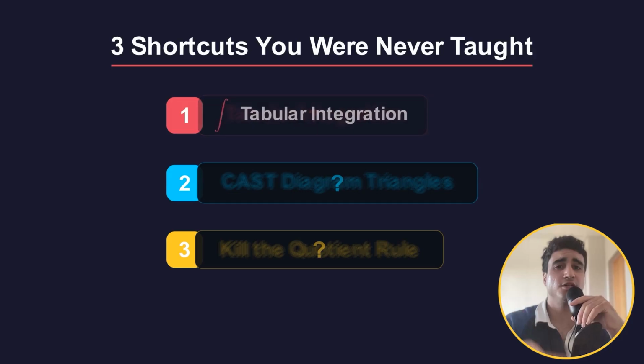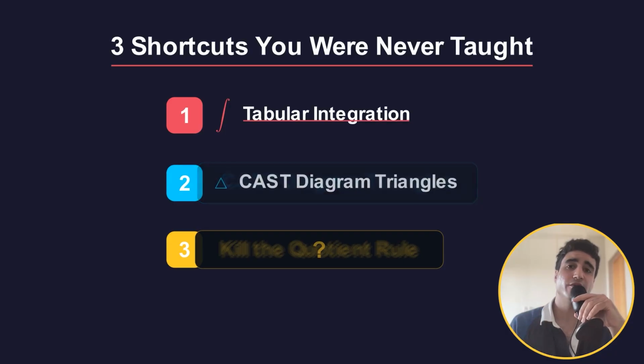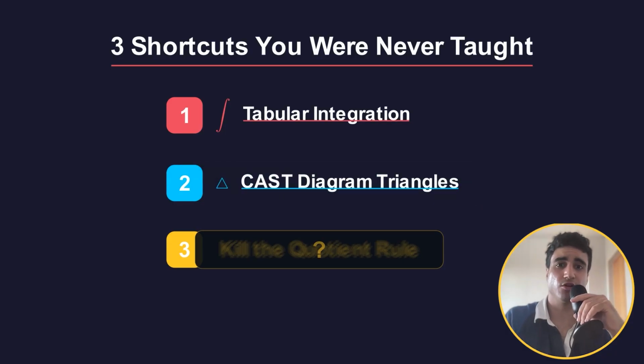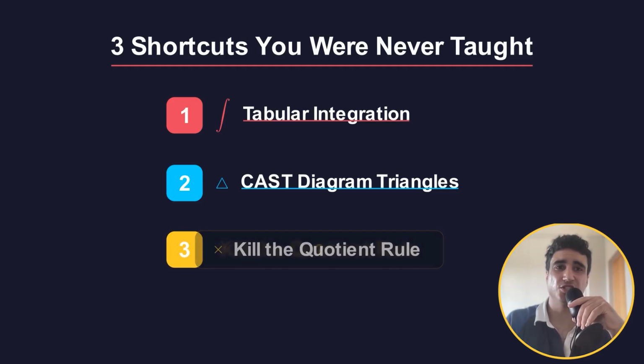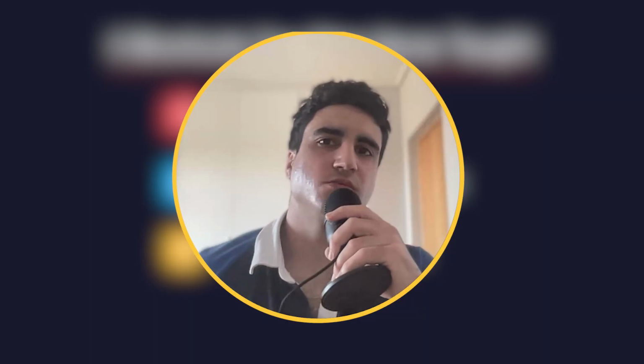The first turns repeated integration by parts questions into a 30-second job. The second is a way of drawing triangles on a CAST diagram to ensure that you never get a trigonometry equation wrong again. And the third is to save you so much time when doing the chain rule that you'll never look at the quotient rule the same again. Let's start with integration by parts here.